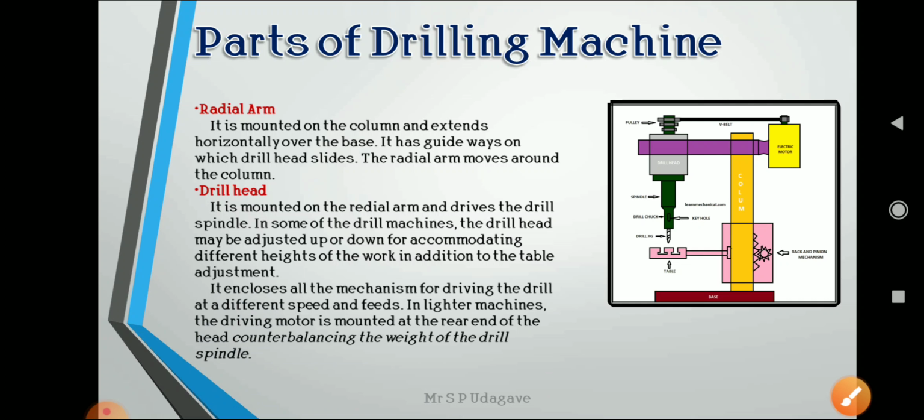It encloses all the mechanism for driving the drill at different speeds and feeds. With the help of pulleys, or with the arrangement of the driving mechanism, we can change the speed and feed. In lighter machines, the driving motor is mounted on the rear end of the head for counterbalancing the weight of the drill spindle.